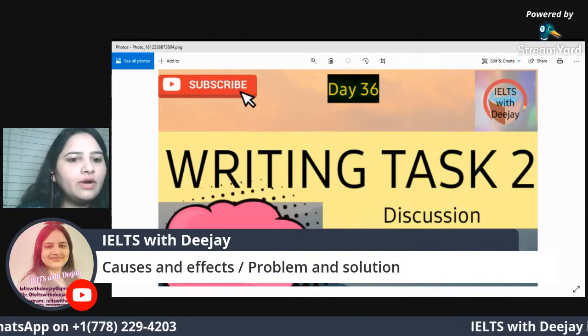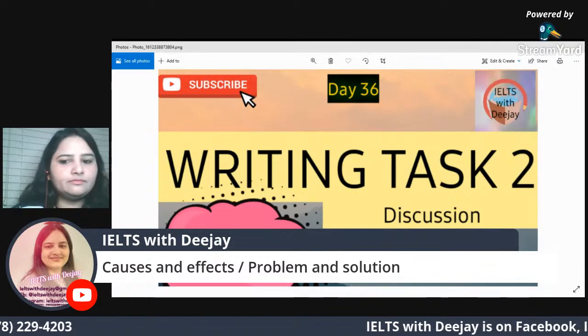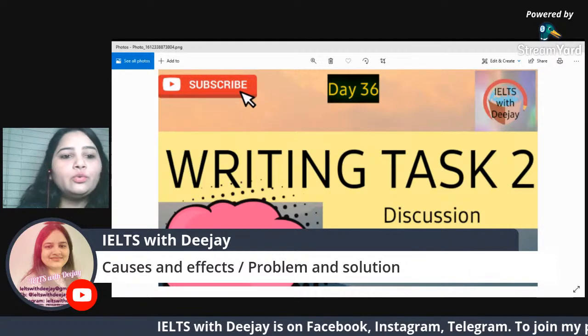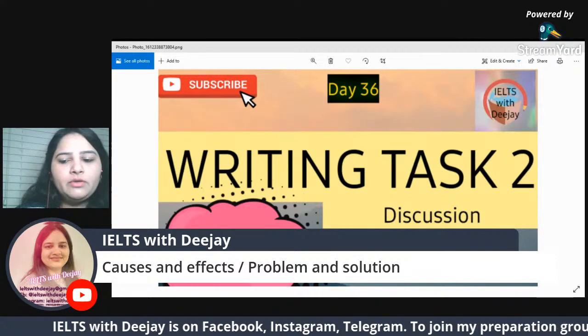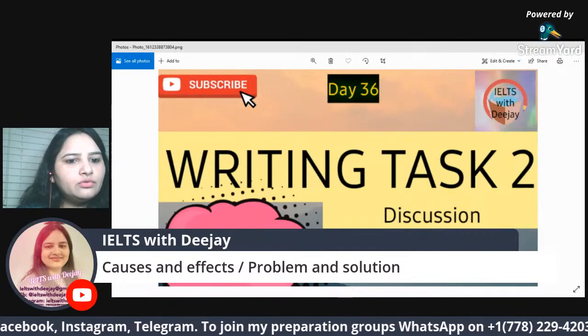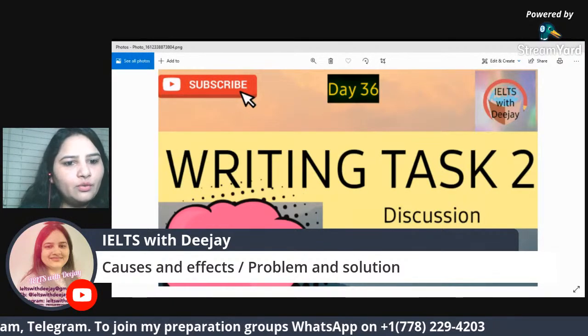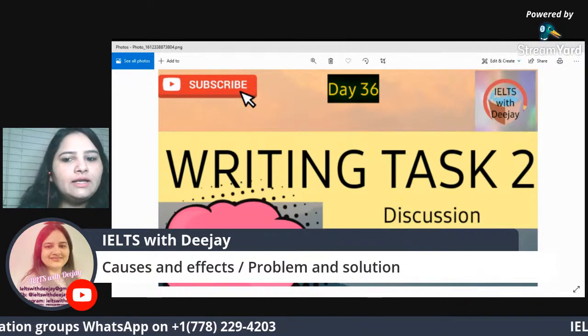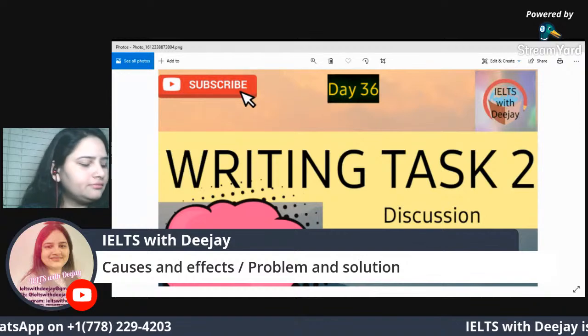Let me know how do you write this one. Yes, 2 evidences means 2 questions. For 2 questions you will make different BPs. For BP1 you will answer the first question and for BP2 you will answer the second question. Okay. Yes, and now causes and effects, problem and solution. Let me know how do you write this one.